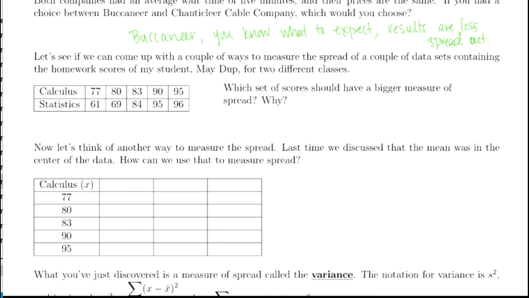So the calculus scores: the largest one is a 95, and the smallest one is a 77. So that spread is equal to 18. And then in stats, their highest homework score was 96, but their lowest one was a 61. And so the spread there is 35. So this is a much bigger spread.